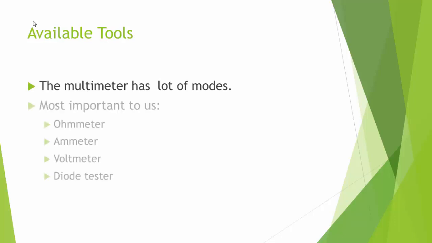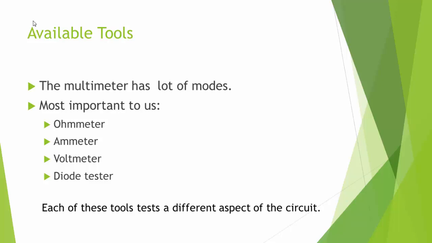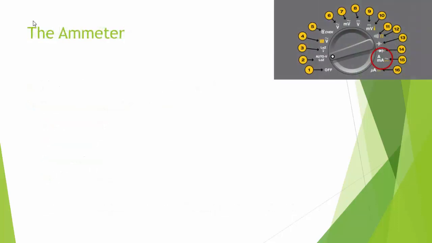As you might expect, a multimeter has various modes, various tools built into it. The most important for our purposes are the ohm meter, the ammeter, the voltmeter, and the diode tester. Each of these tools tests a different aspect of the circuit, and each of these tools has to be used in a slightly different way. So let's start with the ammeter. So remember, A stands for amps.